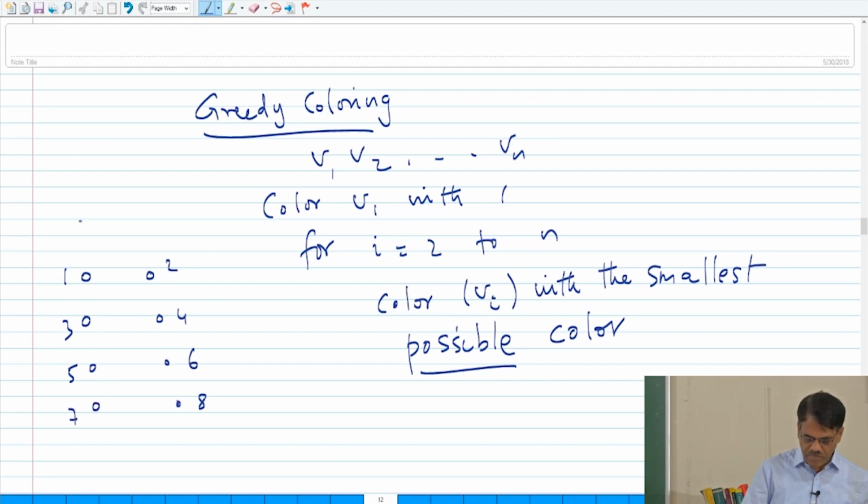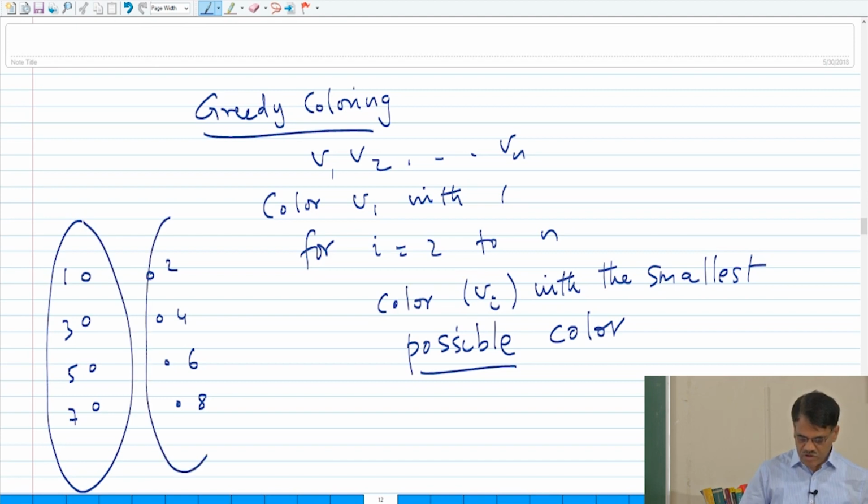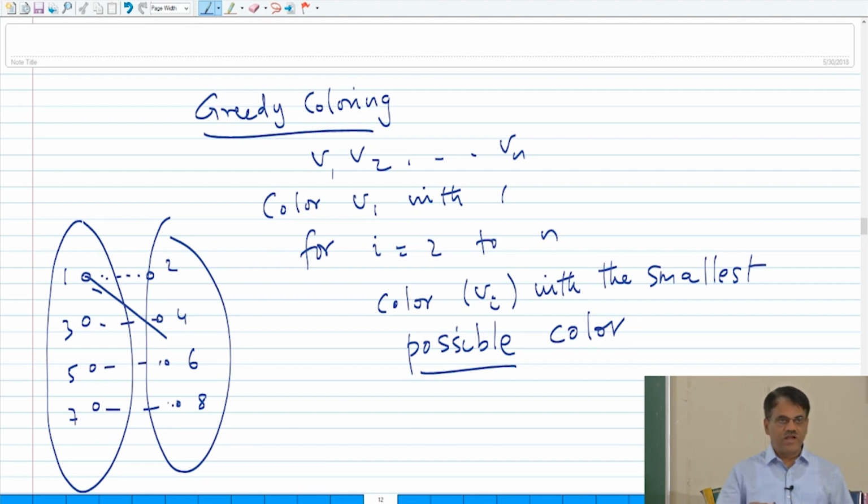Suppose this is my bipartite graph where I have this ordering and all edges are there except these edges. Okay. These edges are missing, but every possible edge is there otherwise. Okay. So, bipartite graph. How many colors do you need? 2 colors are enough, right. But if you follow this greedy algorithm, what will it do? It will color this guy 1, it will start with that.